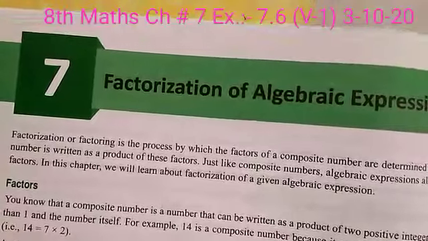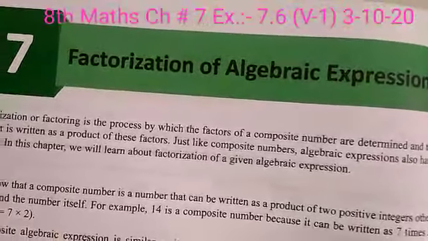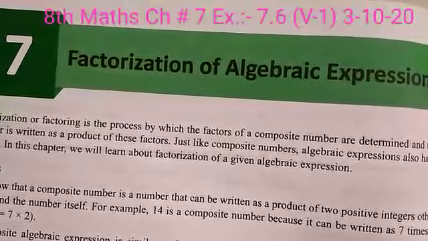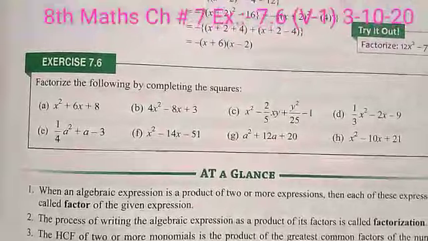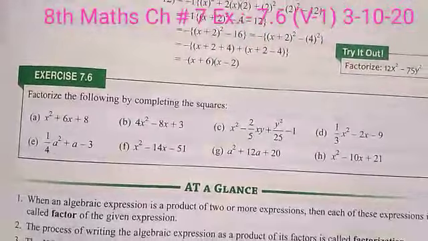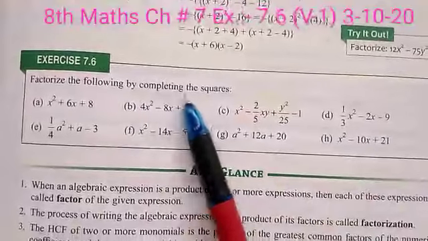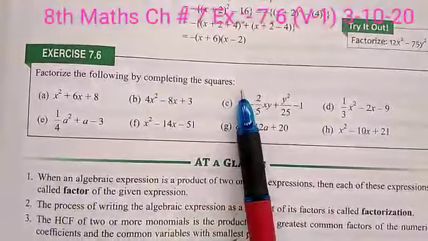We are doing our chapter 7, that is factorization of algebraic expressions. In that we will start today exercise 7.6. Hope students, the remaining exercise you have understood. Now we will start exercise 7.6, that is the completing the square method. Factorize the following by completing the squares.